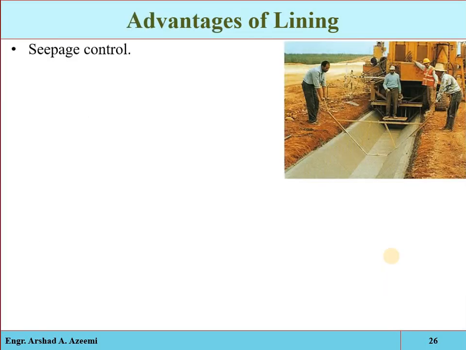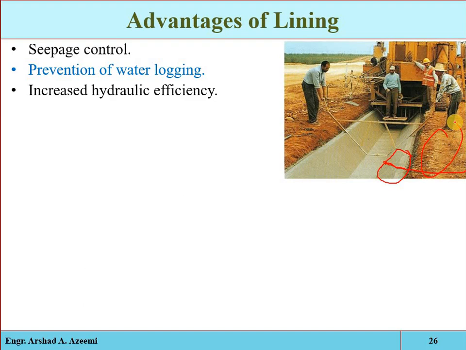As we have discussed, when you line a canal, the seepage losses will be almost completely controlled. Next is prevention of waterlogging of the nearby area. If the banks are not lined, the water will seep and move into the nearby area, so that area will be affected. If you line a canal, this will be controlled.